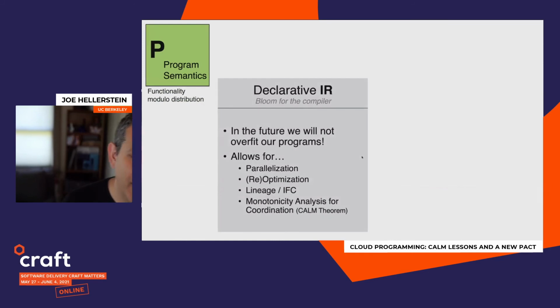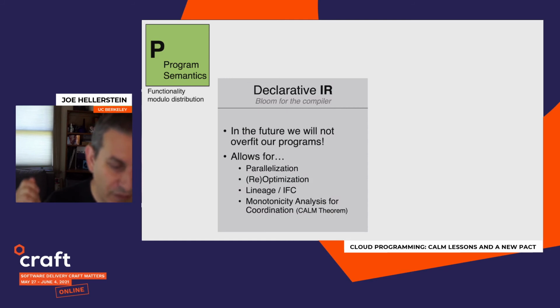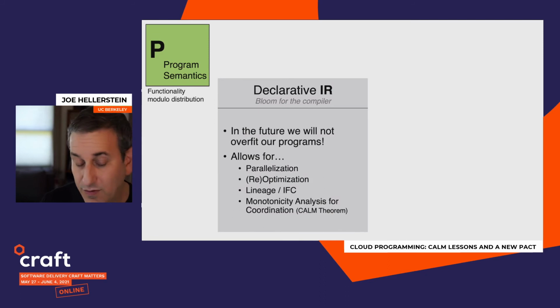So for program semantics, we want to have a declarative and logic-centric internal representation of the program. So in essence, we still like Bloom, but not for the programmer. Bloom should be for the compiler, because the compiler, once it gets that logic program, can do all the great things that Bloom could do. It can parallelize things, it can re-optimize them, it can figure out data lineage, and it can do the monotonicity analysis for the CALM theorem.